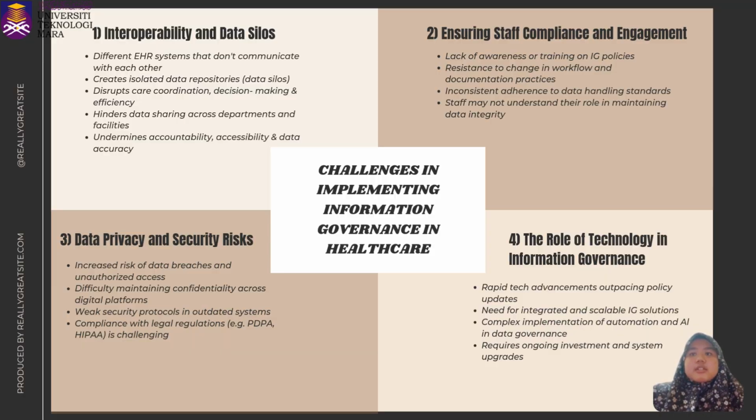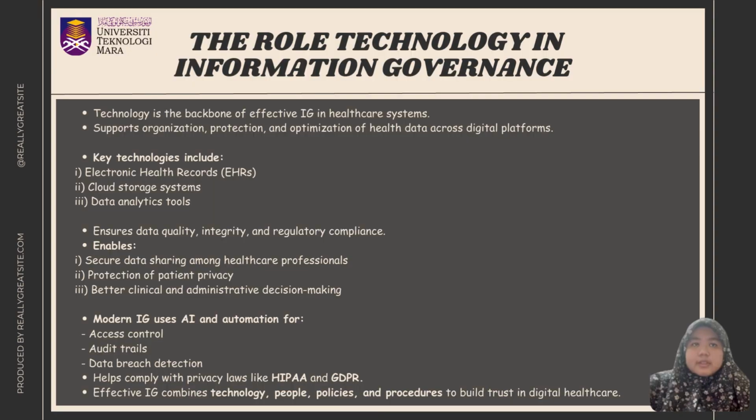Last one is the role of technology in information governance. New technology is evolving quickly, but many healthcare systems struggle to keep up. Integrating things like automation or AI into IG takes time and money. Systems also need regular updates and investment to remain secure and effective.